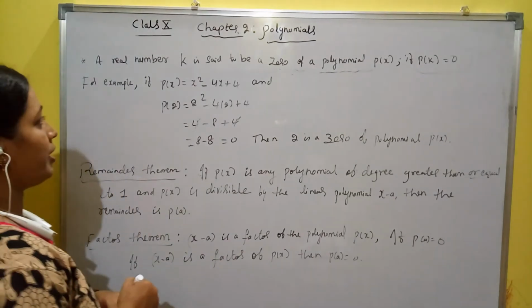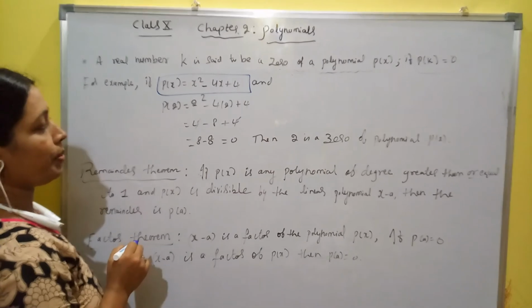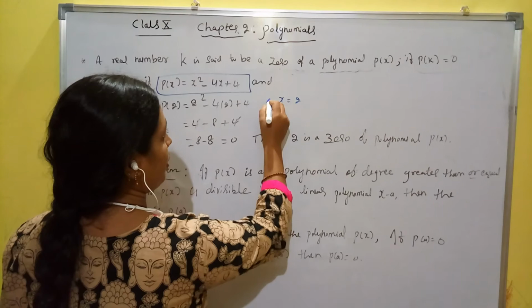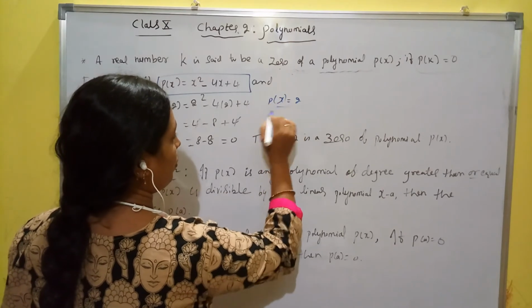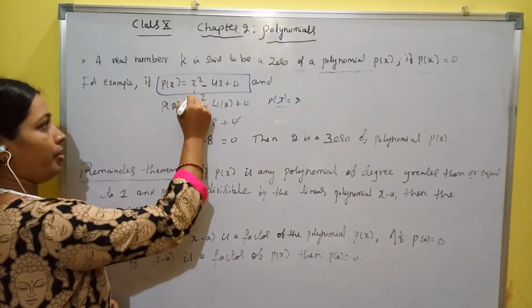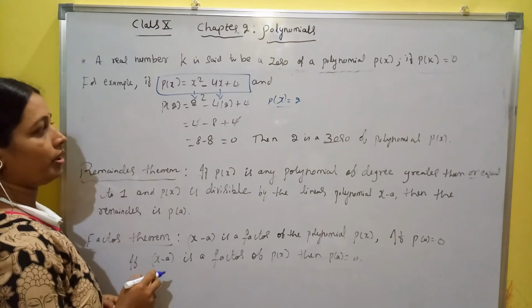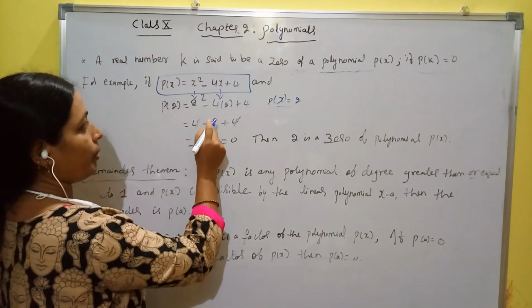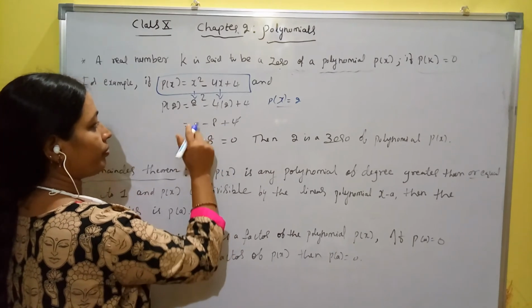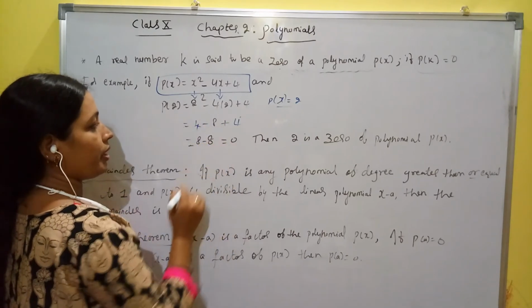For example, we can see here, if p(x) is x² - 4x + 4, and x takes the value 2, that means p(2). Then replace x by 2 in the given polynomial. Then what will you get? 2² - 4(2) + 4. Then 2² means 4, minus 8, plus 4, which is 4 + 4 = 8. 8 minus 8 is equal to 0.